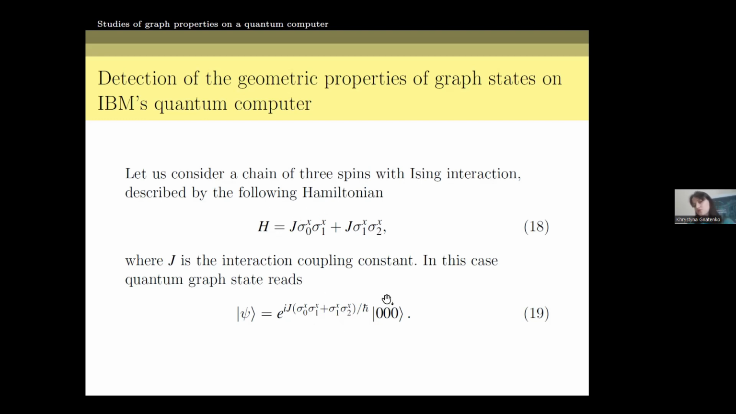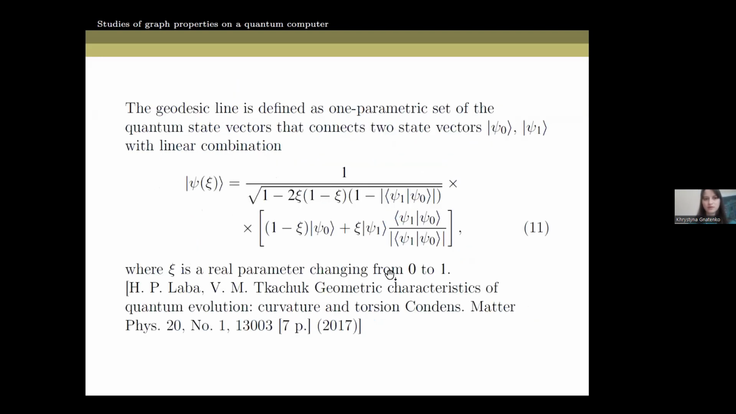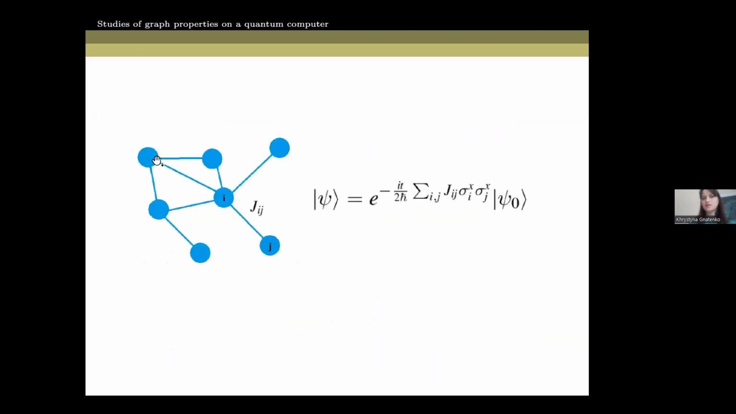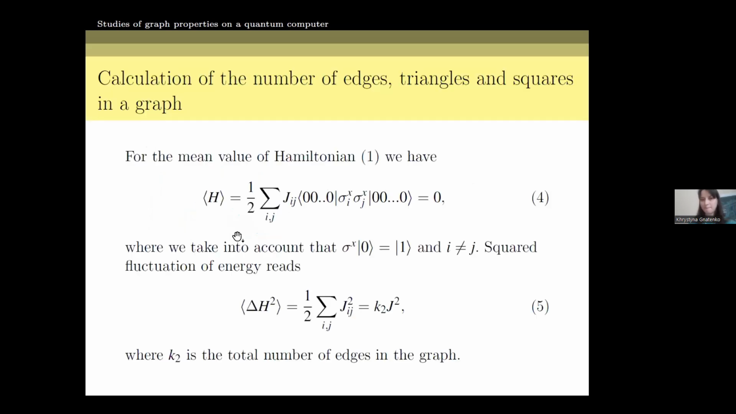So we choose the initial state to be 0, 0, 0 because it is very convenient, and on the quantum device we have prepared this state. And then we have the operator of evolution corresponding to this model. And this quantum graph state corresponds to a chain. So if I consider a graph, I have only 3 nodes and they are linked to each other, and we have a chain.